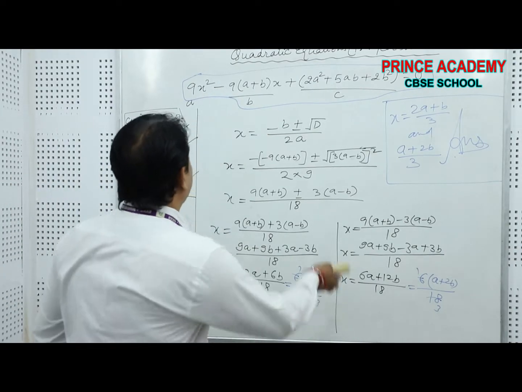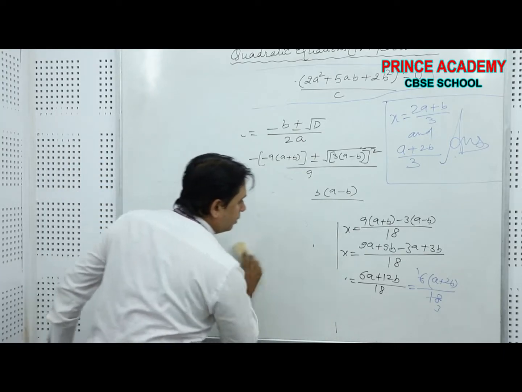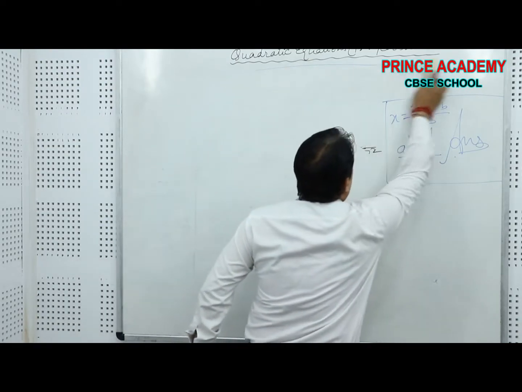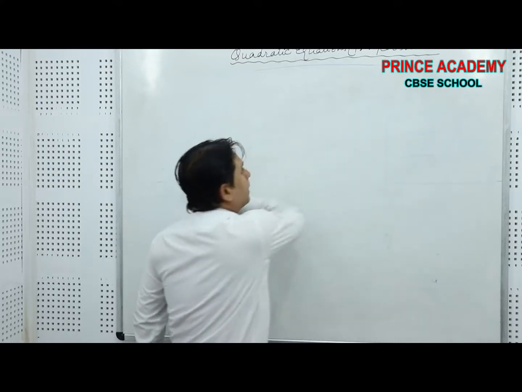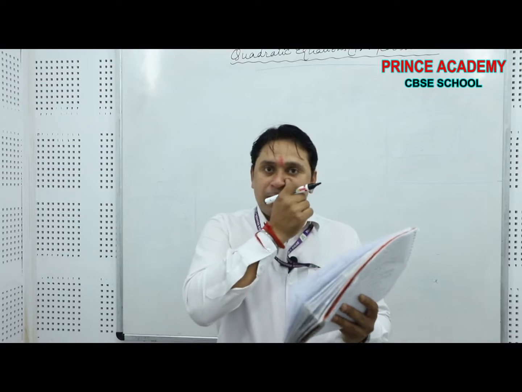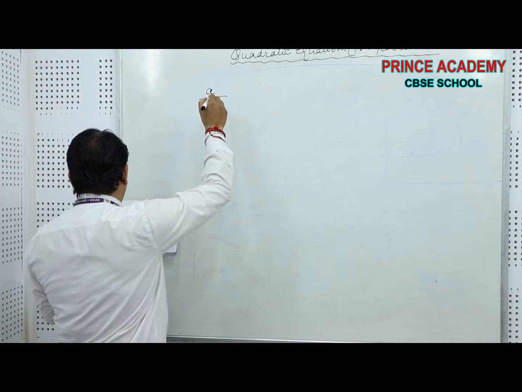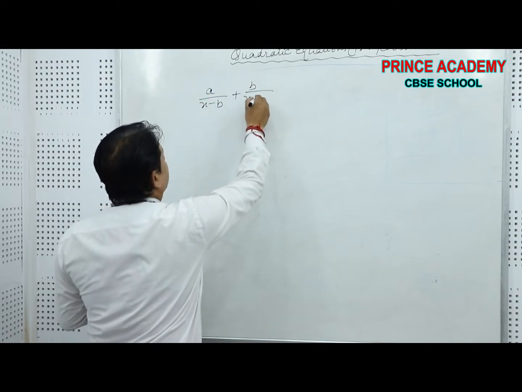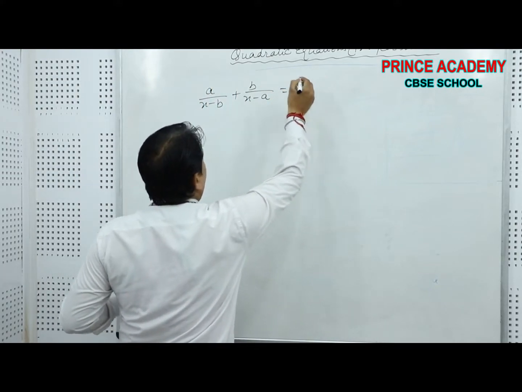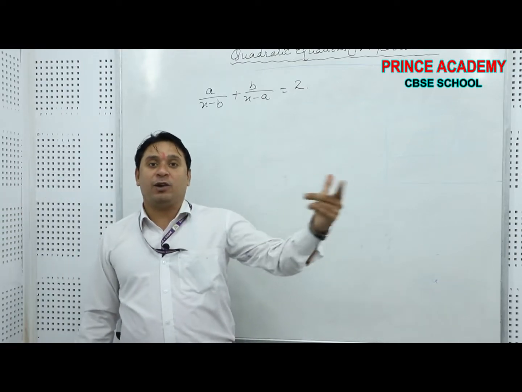Done. Now see, beta, the next question we are going to start is a quadratic equation given here, and we have to find the roots of that equation. The statement is given by a/(x minus b) plus b/(x minus a) is equal to 2. Okay, beta, we have to solve this. We have to find the value of x here.